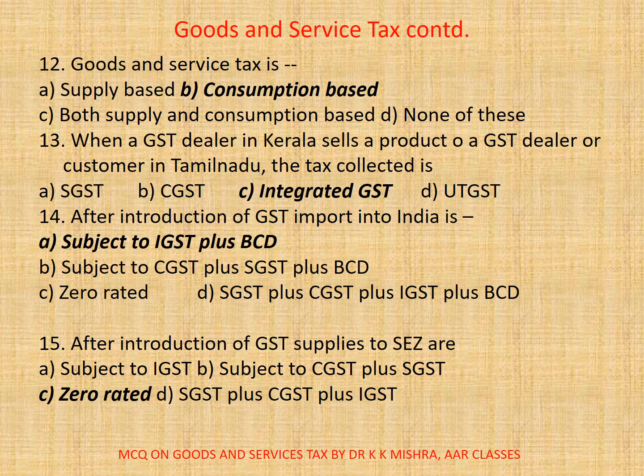13. When a GST dealer in Kerala sells a product to a GST dealer or customer in Tamil Nadu, the tax collected is, options are: A. SGST, B. CGST, C. IGST or integrated GST, and D. UTGST. Correct option is C, integrated GST.